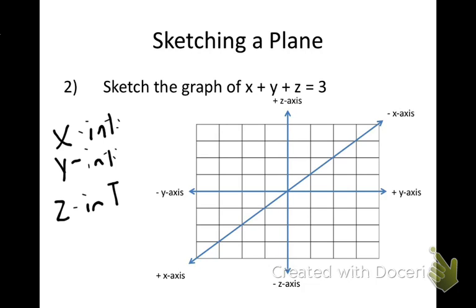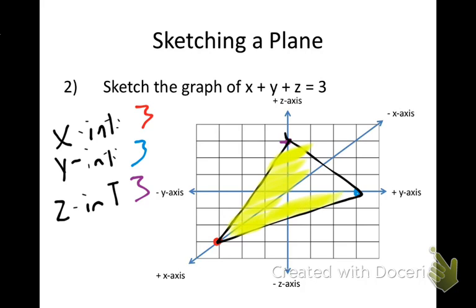All right, so the x-intercept. What is my x-intercept here, Sequoia? What did you say it was? 3, thank you. X-intercept's 3, right there. Y-intercept, Marisol? 3. And my z-intercept, Nolan? So there's my intercepts. Now I connect my dots. Shade it in. There's my plane that intersects my axes. Nice job.